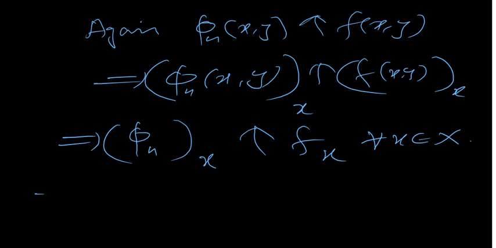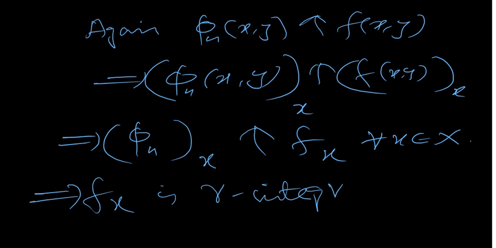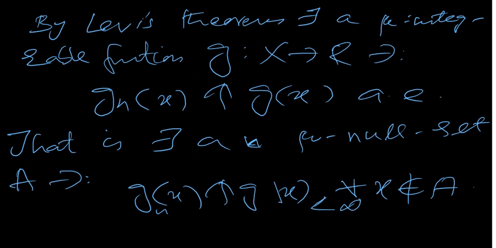So this means f_x is a nu integrable function, because the limit of the integral of phi_n x is finite, with respect to the measure nu. So that means f_x is a nu integrable function for all x not in E, because this limit exists for all x not in E.